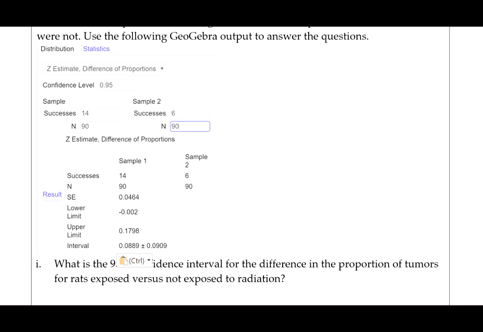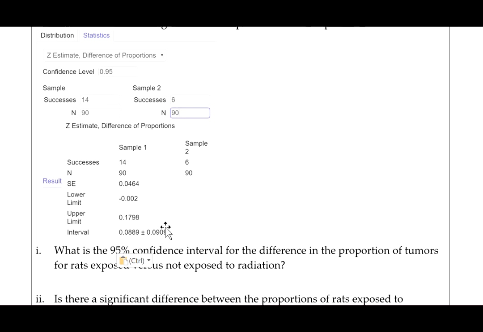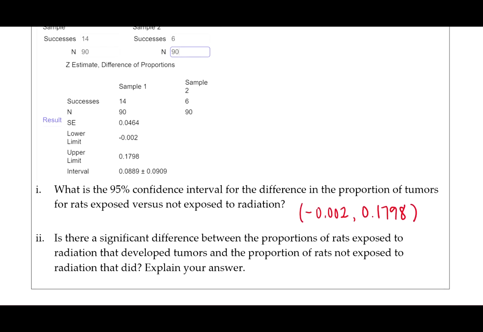So we can see that a confidence level of 0.95 was entered. We can see the data, and then we can see the lower limit and the upper limit. So the first question says, what is a 95% confidence interval for the difference in the proportion of tumors for rats exposed versus not exposed to radiation? Well, our lower value is negative 0.002, and our upper value is 0.1798. So that's our confidence interval.